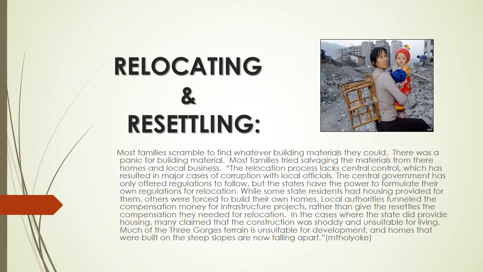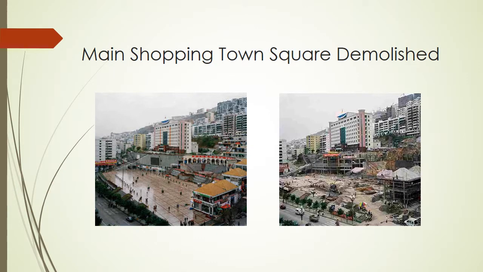In cases where the state did provide housing, many claimed that the construction was shady and very unstable for living. Much of the Three Gorges terrain is unstable for development, and the homes built on steep slopes are now falling apart. Here is a picture of the main shopping town that was demolished. It was a popular area during the time.